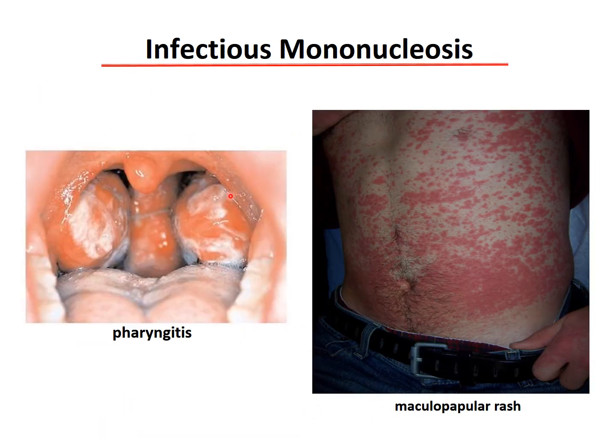Now some pictures. Pharyngitis, a very severe sore throat that the patient is suffering from. This is not a bacterial infection, that's a viral infection. As you see, the pharynx is almost completely obliterated. And these maculopapular rashes can cover the whole body of the patient. In some cases, not every case.